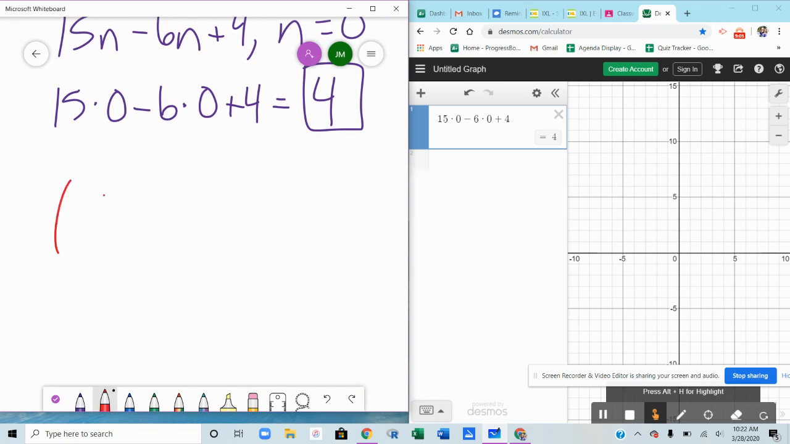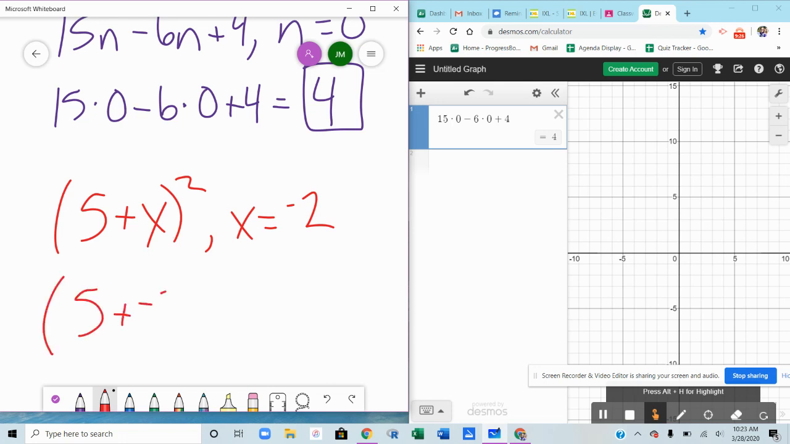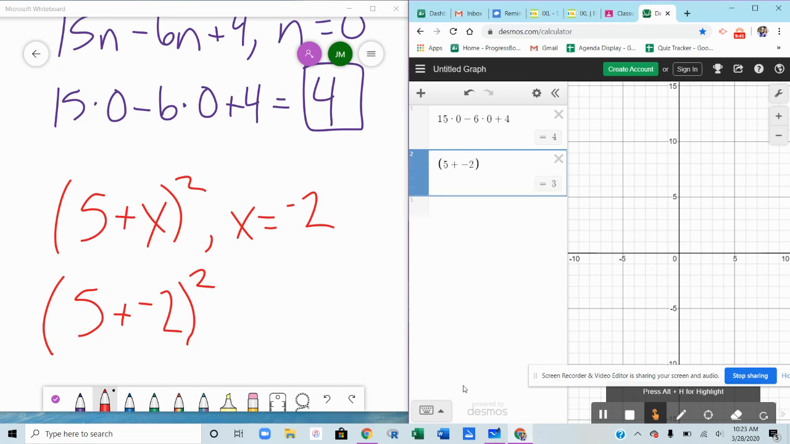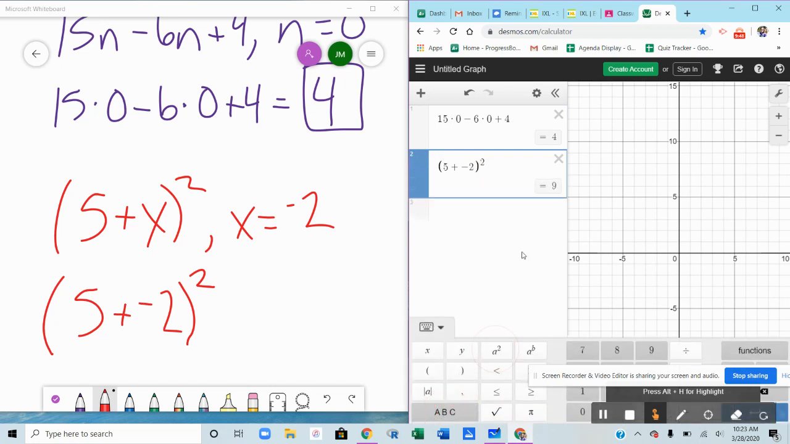Okay, next one. In a set of parentheses, 5 plus x, squared, and we have that x equals -2. Now, remember when I said that you have an exponent, you need to put your variable number in parentheses, but see how it's already in parentheses? It took care of it for us this time. So parentheses 5 plus -2, because that's our x value, and then the squared on the outside. So then same thing in Desmos, 5 plus -2, close your parentheses, squared on the outside, gives you 9.